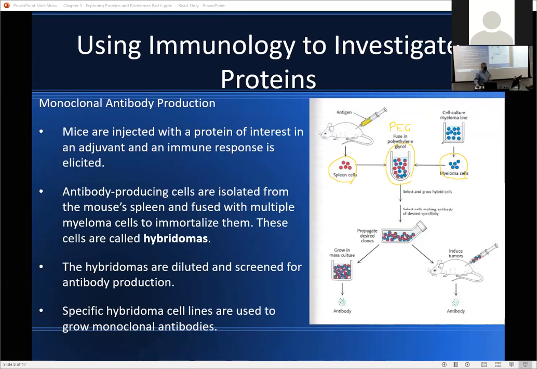So in this example, they use PEG. You can also use a technique called electrofusion. So you can use electricity to make these hybridomas. Or you could use a virus. There are certain viruses that will fuse the cell membranes of cells. But regardless of which technique you use, once you make your hybridomas, they will divide indefinitely in culture and also make antibodies for you.